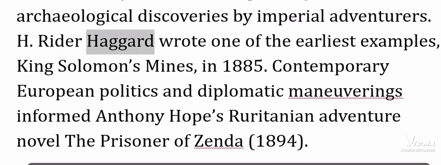H. Rider Haggard wrote one of the earliest examples, King Solomon's Mines, in 1885. Contemporary European politics and diplomatic maneuverings informed Anthony Hope's Ruritanian adventure novel The Prisoner of Zenda, 1894.